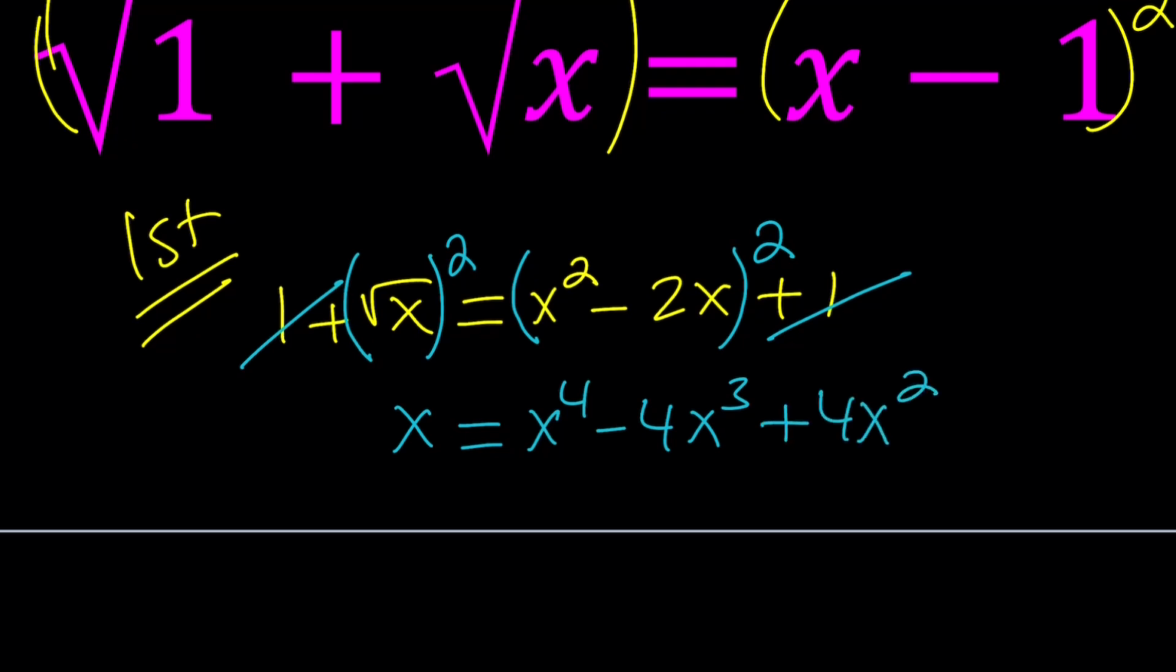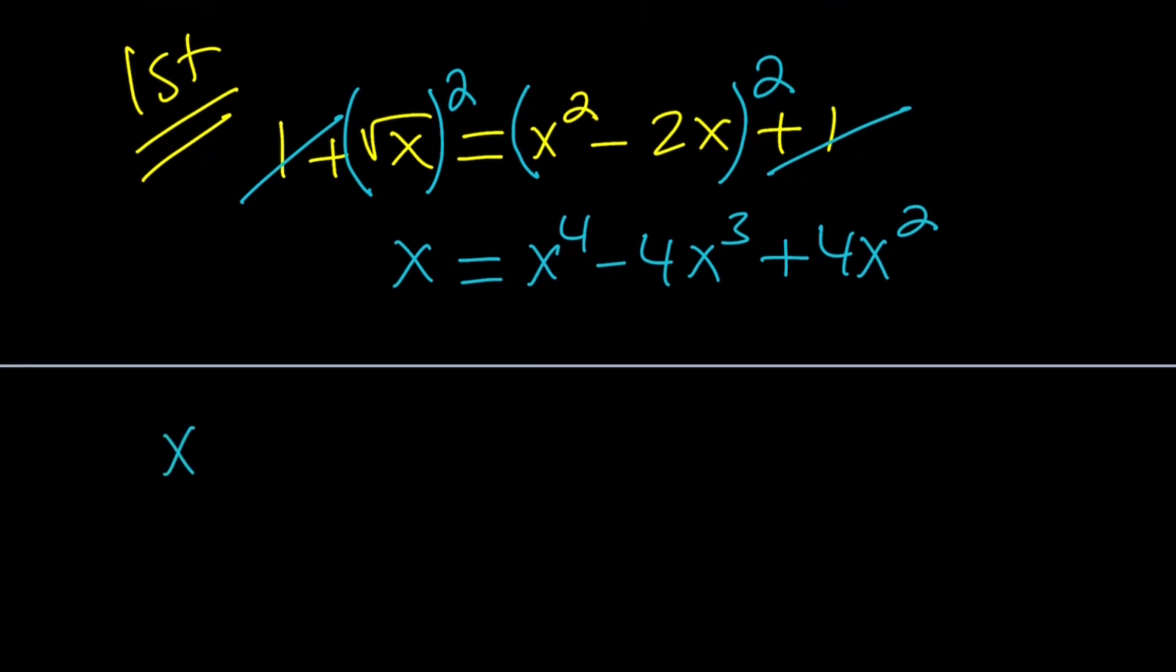Let's go ahead and put everything on the same side, and that's going to give us a quartic, but it's actually easier to solve because there's a common factor. You probably saw that already. So I'm going to go ahead and subtract x from both sides.